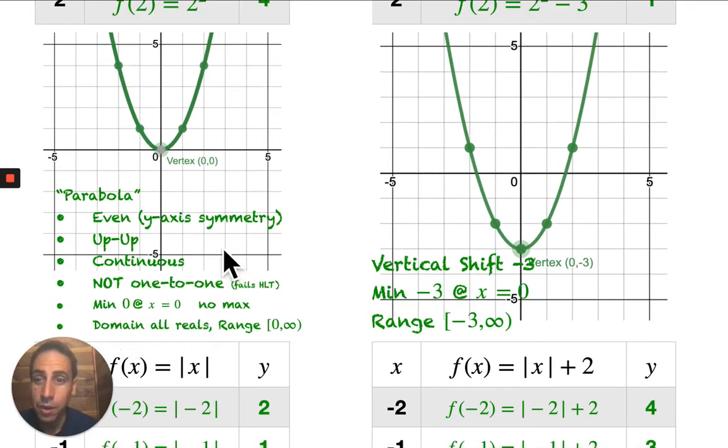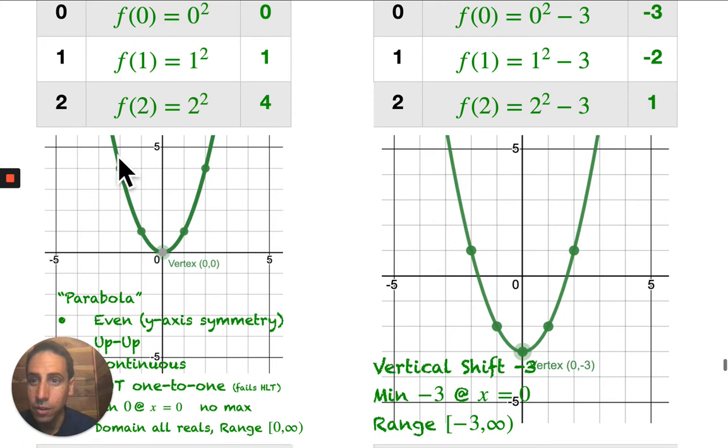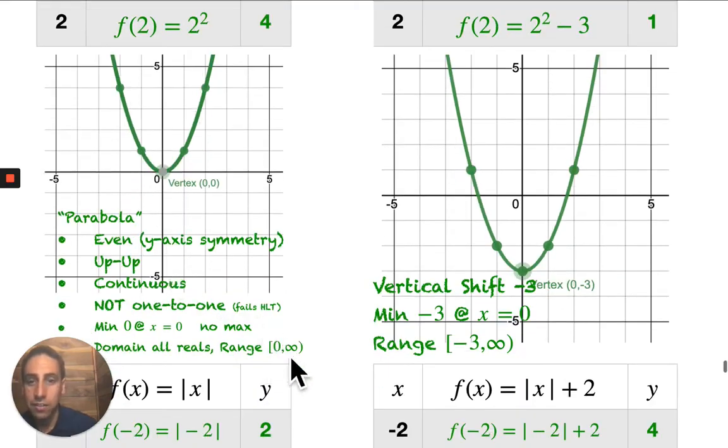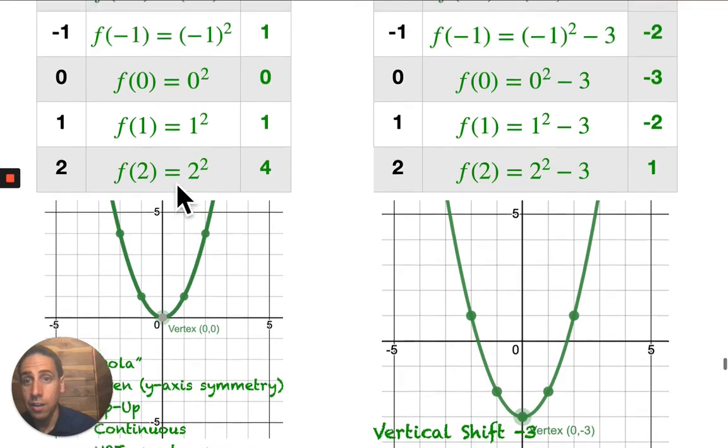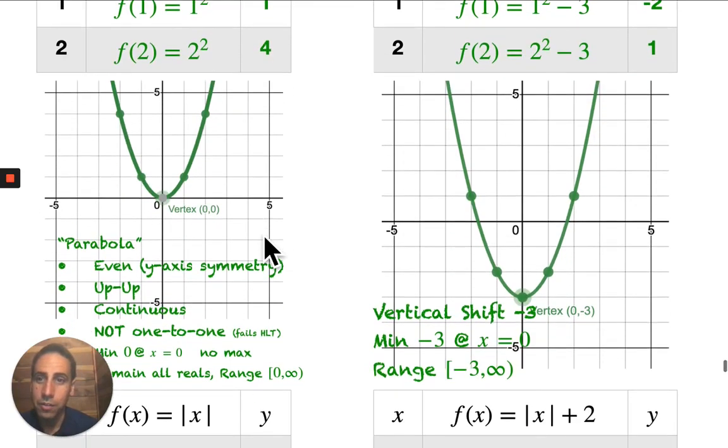And then the domain is all real numbers. On the table, that means you can take any number you want, and you can produce an output over here. Any x value will produce a y value. On the graph, that means you collect all the x values of all these points, and you'll end up with all real numbers. The range is 0 to infinity, meaning on the table you'll never see any negative numbers. You'll only see 0 and the positive numbers. On the graph, that means you collect all the y values of all the points, and you'll only get 0 to infinity. You won't get any negative numbers.